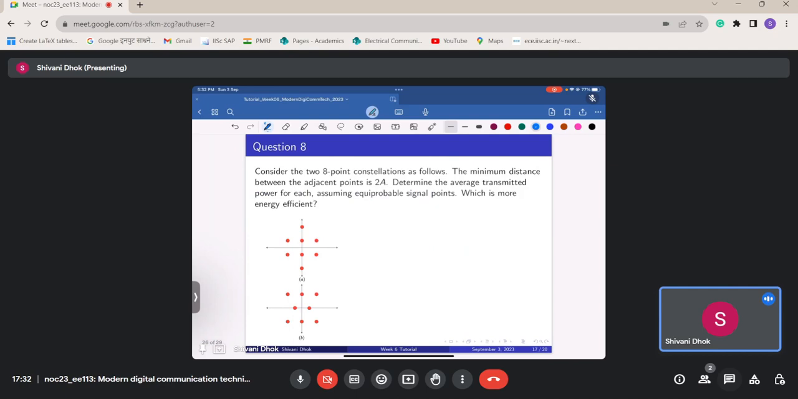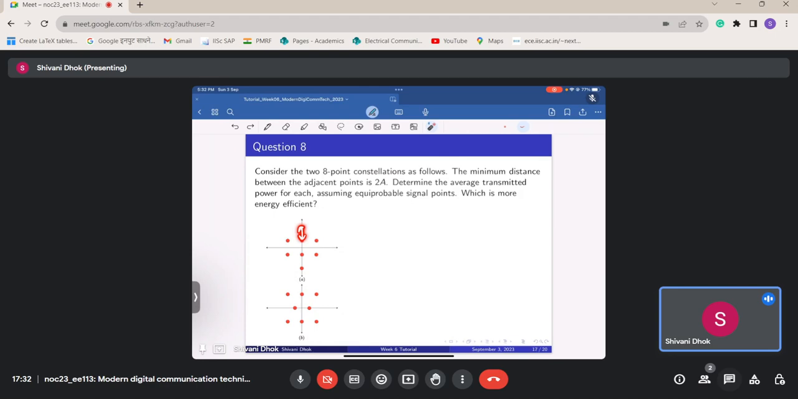Okay, if there are no questions, then let us go ahead and look at the next question that I am having here. It says: consider the 2-point constellations as below. So these are the two 8-point constellations that we are considering, and the minimum distance between two adjacent points is 2a.